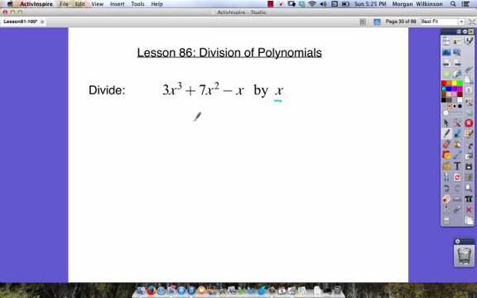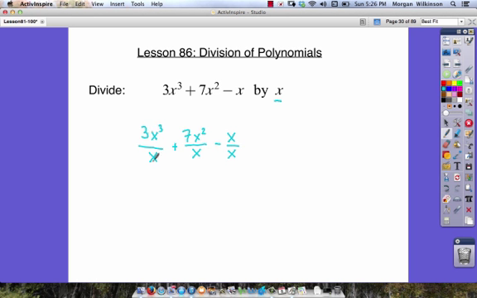So what we're going to do is take each term and divide it by x. So let's get 3x to the third power and divide it by x. Then we're going to take plus 7x squared and divide it by x. And then we're going to subtract x and divide it by x. So each piece here has been divided by x. And now all we have to do is simplify.